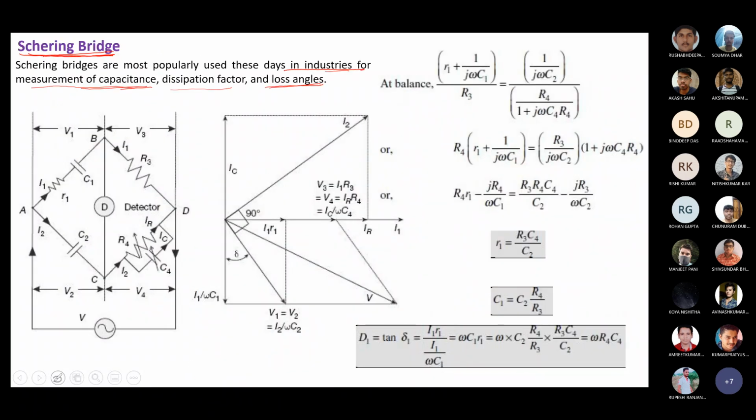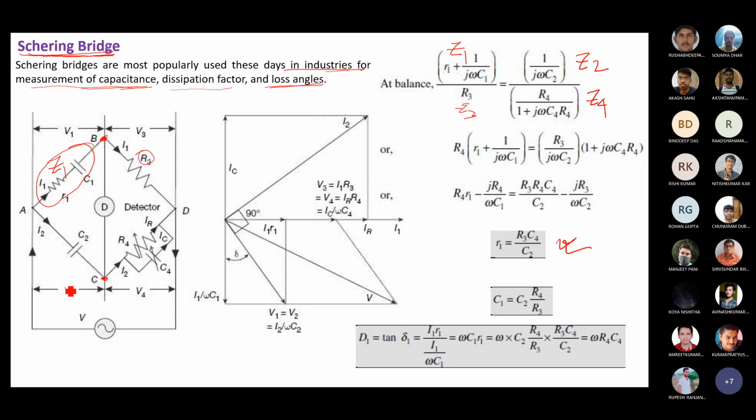Similarly, you can do the same thing. This is your Z1, this is Z2. Z3 equals R3, and Z4 is the parallel combination of R4 and C4. Automatically you are able to get that value. R1 you are able to find out, the unknown. At the balance condition, points B and C are equipotential points.